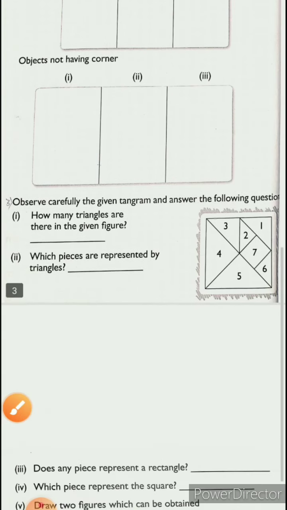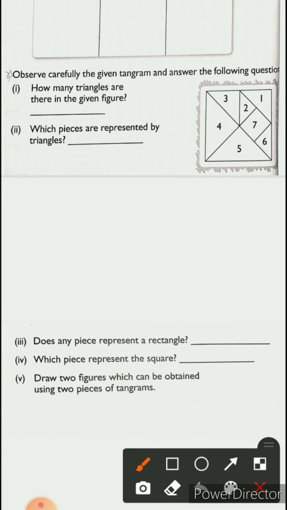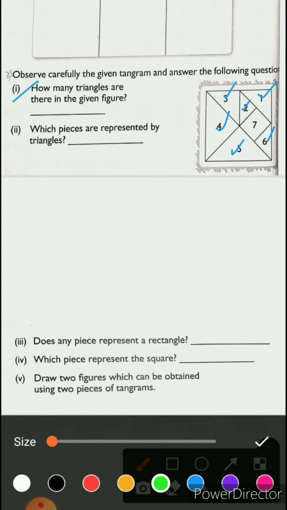Now come to the third and last question, and our third question is observe carefully the given 10 gram and answer the following question. And our first question is how many triangles are there in a given figure. आपके इस फिगर में कितने triangles हैं? So here we have 1 2 3 4 5 6, total 6 triangles. इस फिगर में हमारे पास टोटल क्या है? 6 triangles हैं.